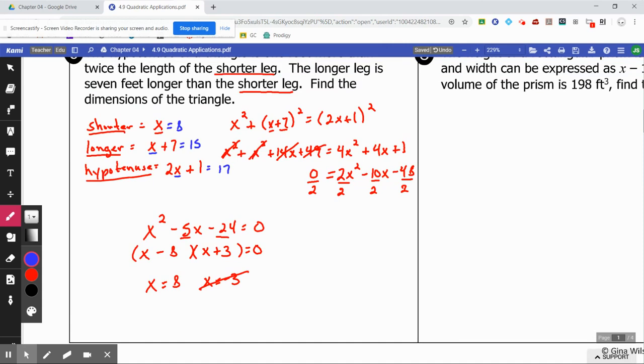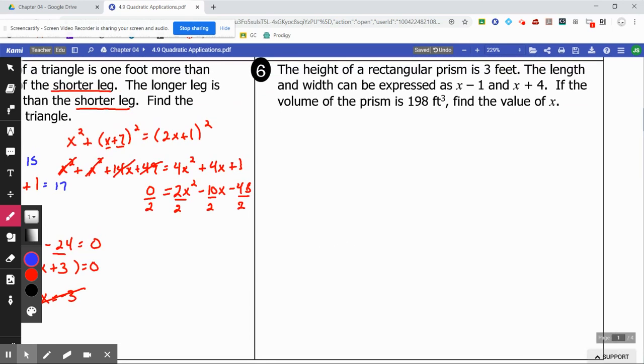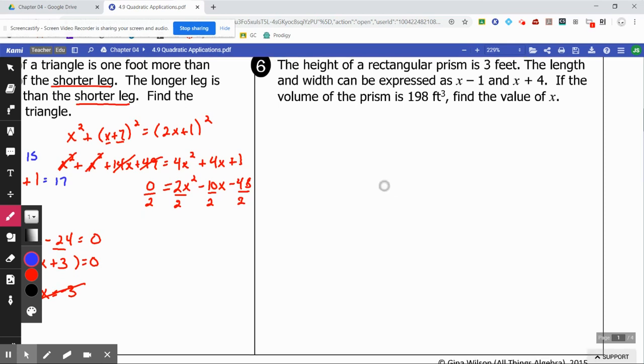Now on these problems, just a warning, they could do a follow-up question, or they could say, okay, what's the area of the triangle, or something like that, and you might have to go a little bit further with the question. Number 6 says the height of a rectangular prism is 3 feet. The length and width can be expressed as x minus 1 and x plus 4. The volume of the prism is 198.